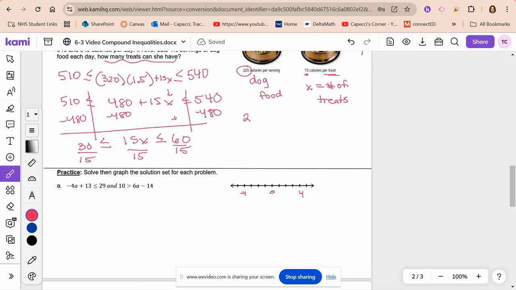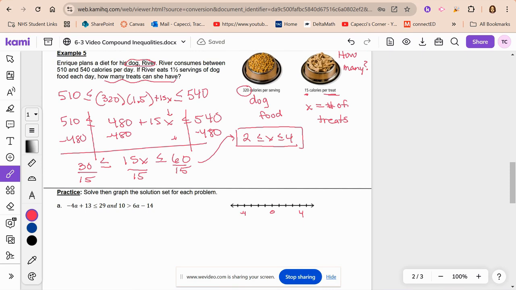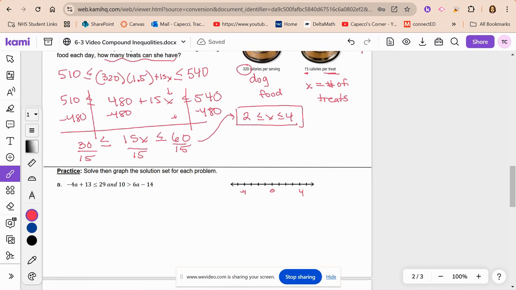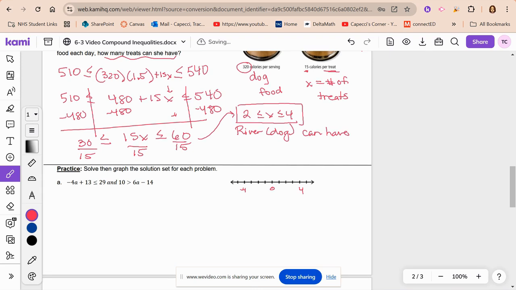So my inequality is 2 is less than or equal to x, which is less than or equal to 4, right? That's my next step. Now, x was the number of treats. So because the question says how many treats can she have, River, which is our dog, can have between 2 and 4 treats. That's how many treats the dog can have and be within the calorie limit that was established.